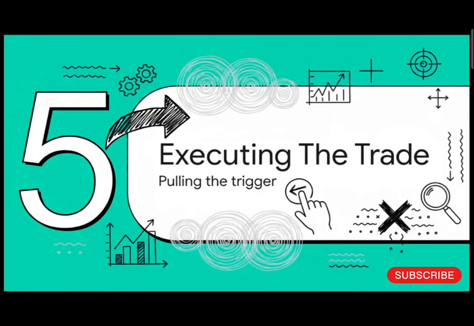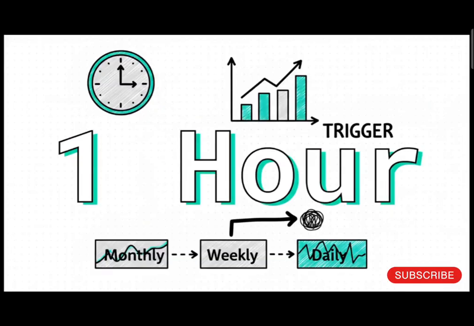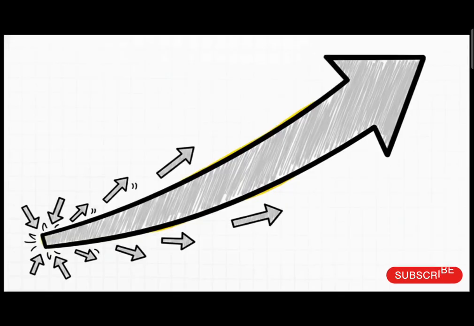And now for the final piece of the puzzle. Section 5, Executing the Trade. The 1-hour time frame. This, or maybe even a lower time frame depending on your personal style, is solely where you pull the trigger. But listen to me closely on this. You should absolutely never use the 1-hour chart to dictate your overarching bias. Never. It is strictly a tool for entering a trade that has already been meticulously decided by the monthly, weekly, and daily charts. If you let the 1-hour dictate your bias, you're just reacting to noise instead of following the true trend.